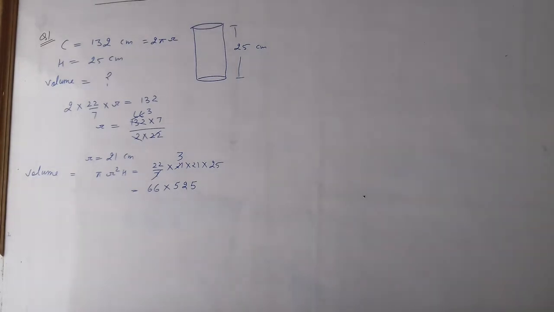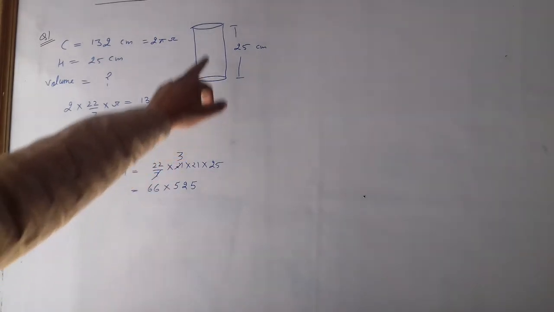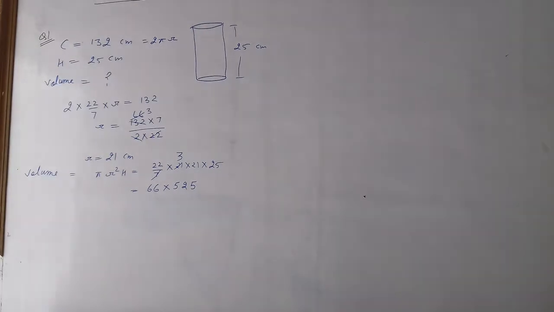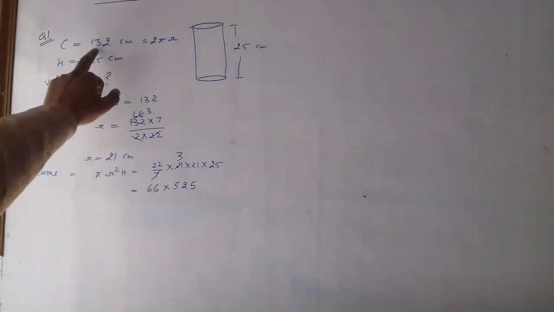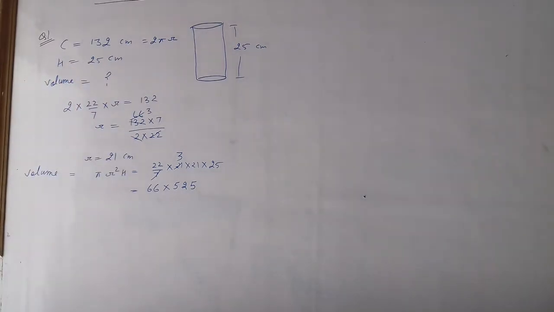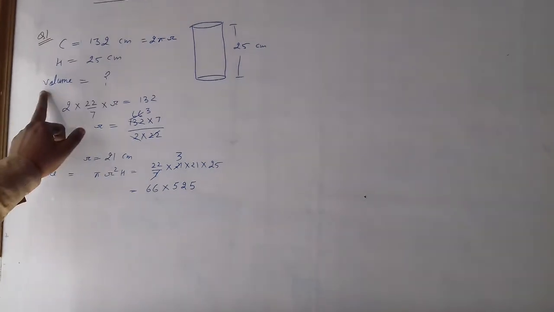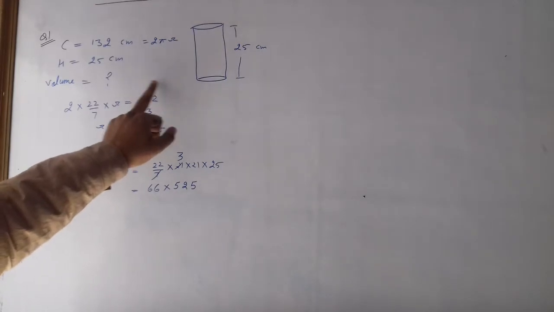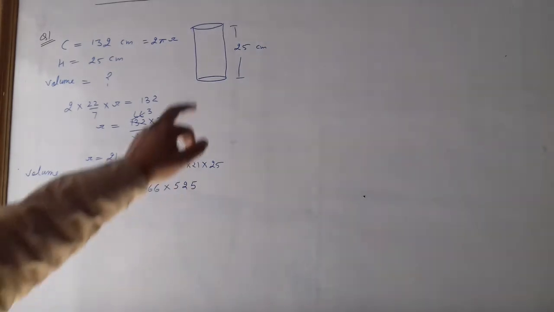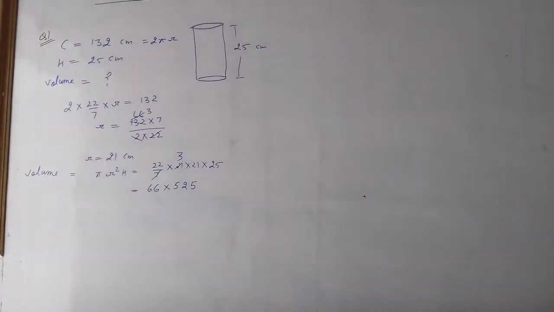So students, in the first question you are given a cylindrical vessel and its circumference is given 132 centimeter. As I told you that circumference is equal to 2 pi r, so its value is 2 pi r is equal to 132, and height is also given 25 centimeter. Clear? So we are given the circumference and height of the cylindrical vessel, and we are asked to find out how much capacity, how many liters of liquid this cylindrical vessel can hold.